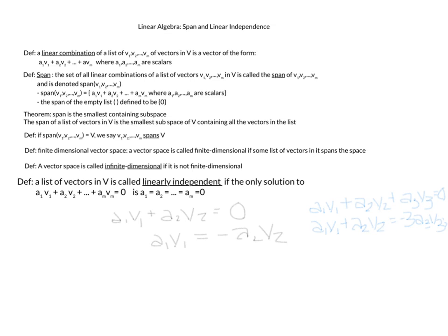So independent means you can't make any of these vectors from some other subset of these vectors. It means they all stand alone by themselves. When they're dependent, that means at least one of the vectors can be written as a linear combination of the other vectors. In other words, at least one of the vectors can be constructed by stretching and lengthening other vectors and adding them together.